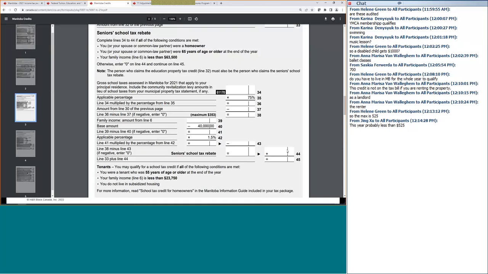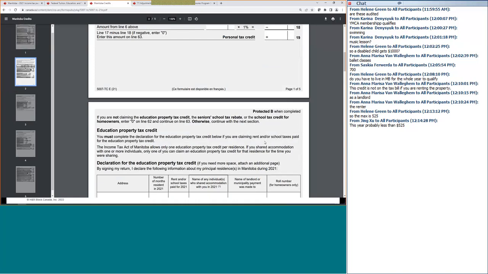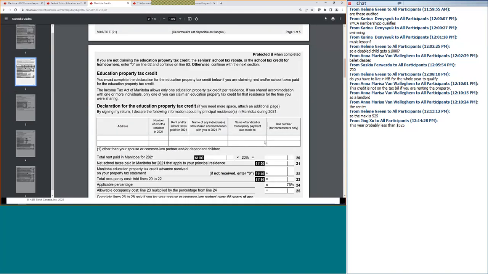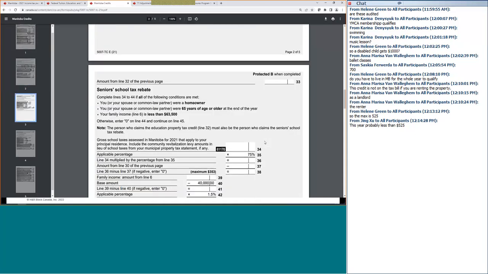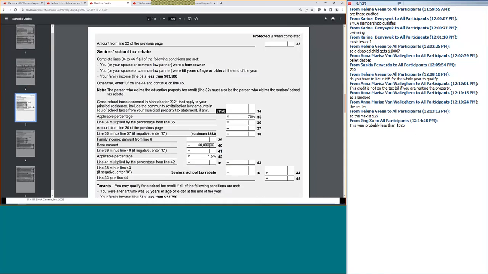So one reason to put property taxes in is to get the rent credit. Sometimes, in this case, I really should call it education property tax credit. But if you're an owner and you've already gotten the credit, put it in anyway if you're a senior, because you might get the senior school tax rebate.